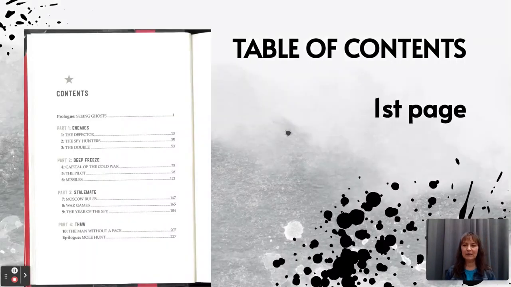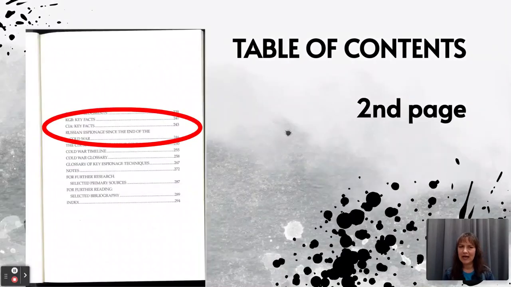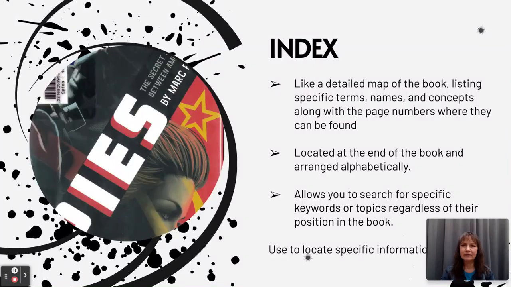I know that opening the book can be intimidating, but we're just going to look at the table of contents for a minute. That's the first page. And on the first page, I just kind of looked at the subjects that were there. And I saw this one in part one called The Double. And I was very intrigued by that. And also on the second page, I saw that there are key facts about the KGB and CIA. And also, Russian espionage since the end of the Cold War. So these things all seem like good topics for my research.